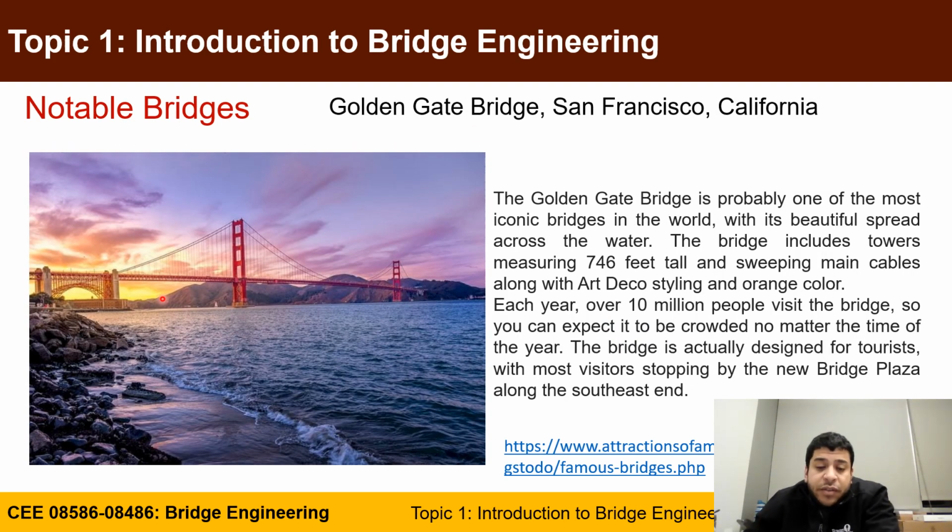The other one is very famous, where tourists go to visit so much and take some memories with them: the Golden Gate Bridge in San Francisco, California. The Golden Gate Bridge is probably one of the most iconic bridges in the world. It has two towers that carry the bridge in a suspension system, and each tower is almost 746 feet tall.